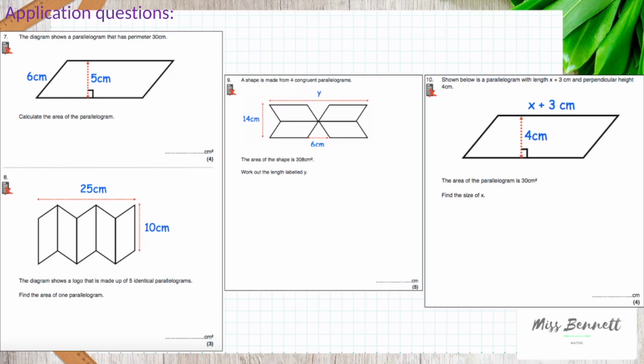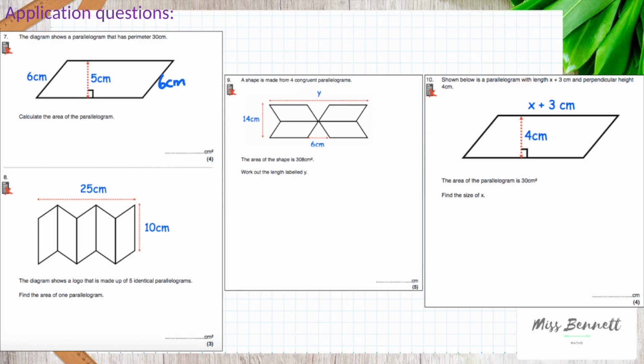For the first question, it says the diagram shows a parallelogram that has a perimeter of 30 centimetres. Calculate the area of the parallelogram. Well, if the perimeter is 30, I know for a parallelogram that the opposite sides are equal in length, which means this is 6 centimetres.